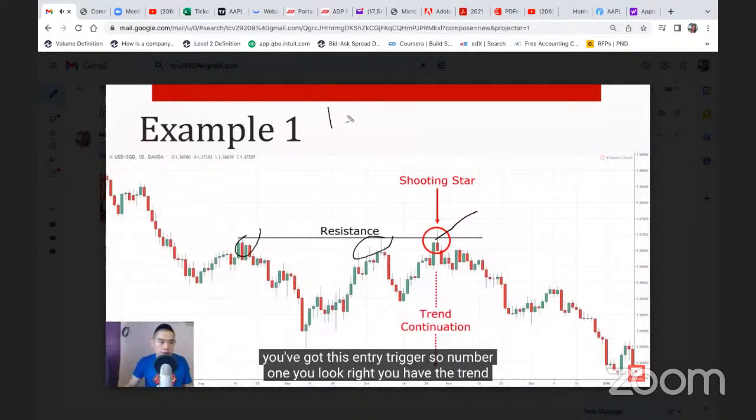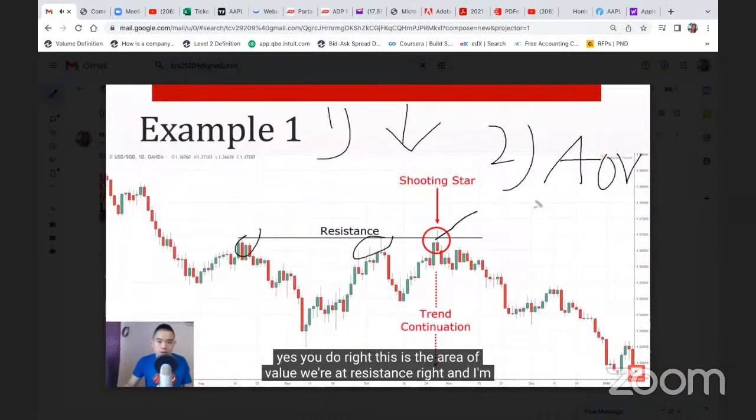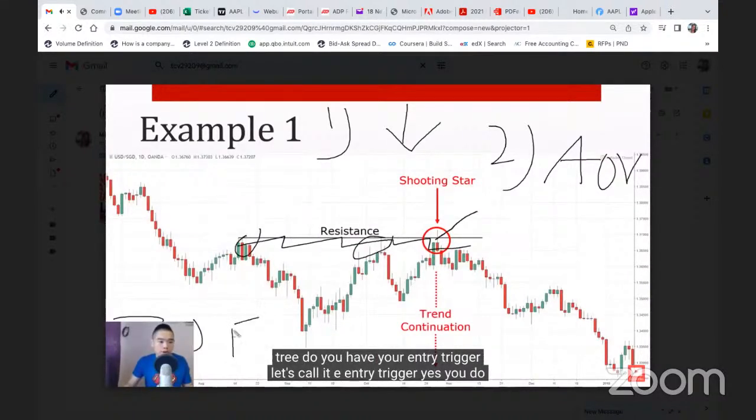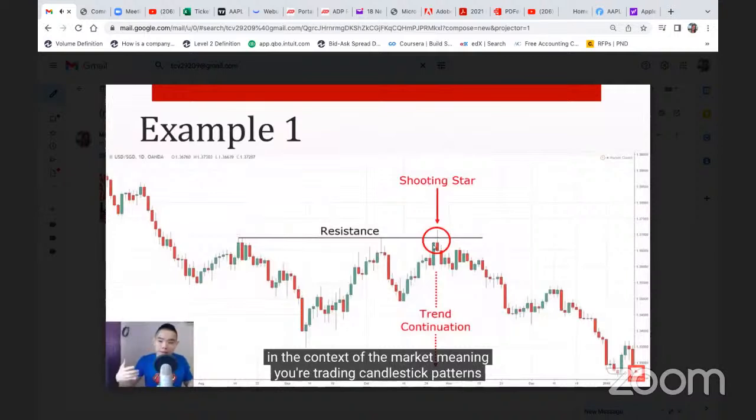So number 1, you have the trend. What is the trend? The trend is down. Number 2, do you have the area of value? Yes, you do. This is the area of value, at resistance. And number 3, do you have your entry trigger? Let's call it E, entry trigger. Yes, you do have. This is a shooting star, rejection of higher prices. So can you see that now you're not trading candlestick patterns in isolation? Now you're trading candlestick patterns in the context of the market, meaning you're trading candlestick patterns based on market structure, based on the trend.